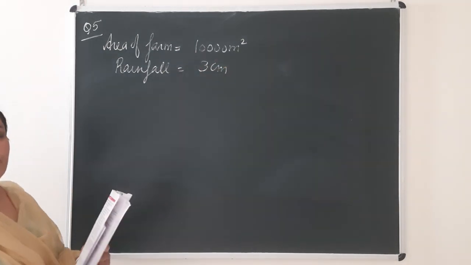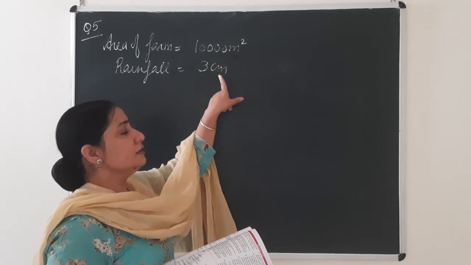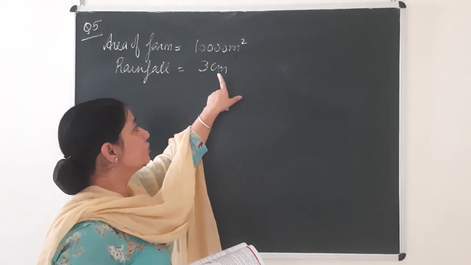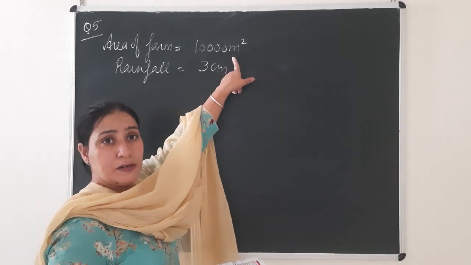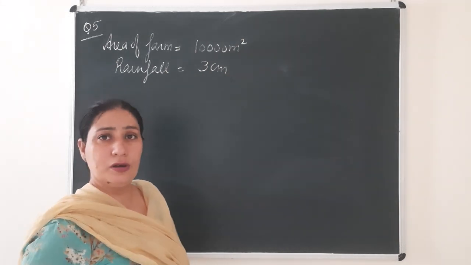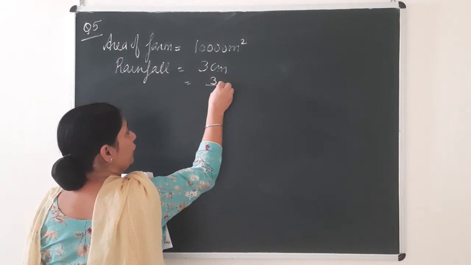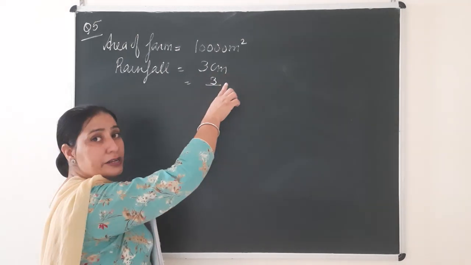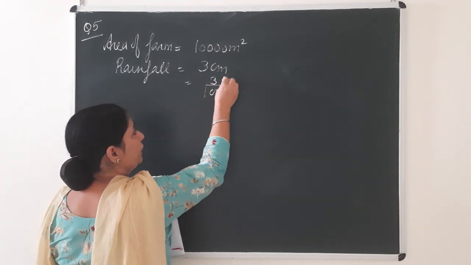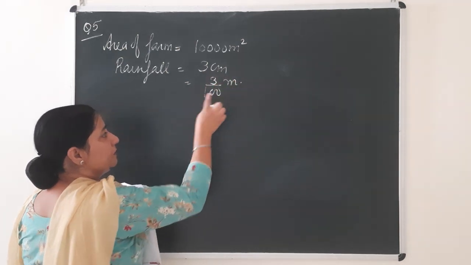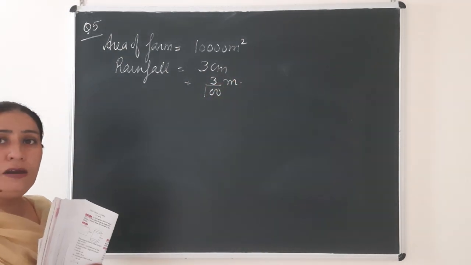Now what do you see, children? This is in meters square and this is in centimeters. So you will first of all convert the centimeter also into meters, otherwise your sum will be wrong. So first of all let us convert the centimeter into meter. As we already told you, when you have to convert the centimeter into meter, you have to divide by 100. So 3 centimeter will become, beta, 3 upon 100 meter.